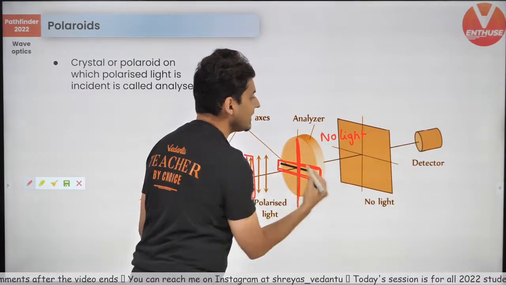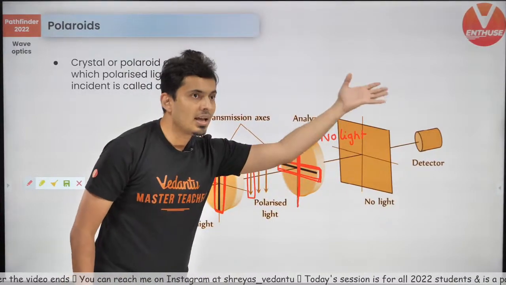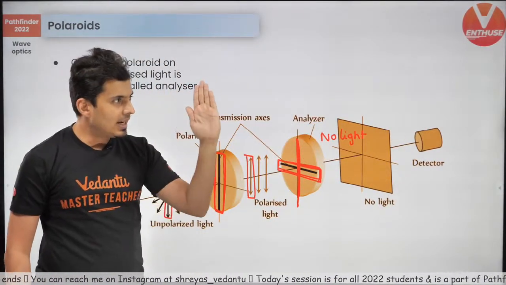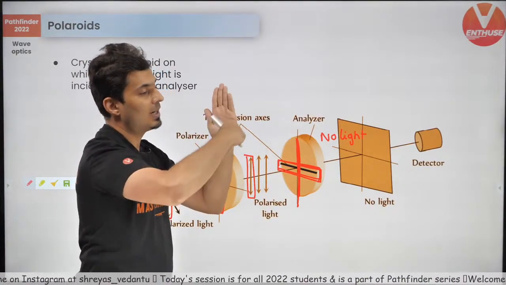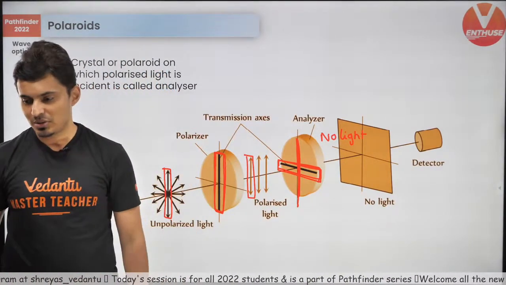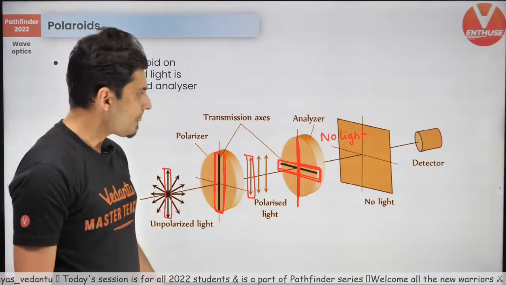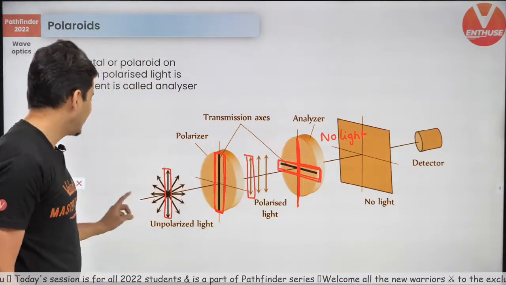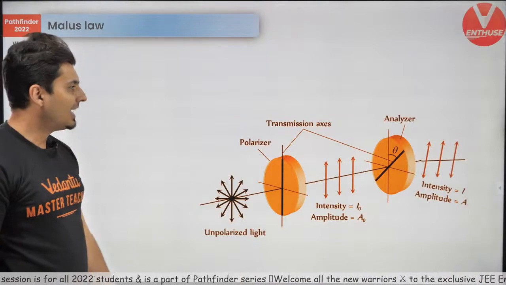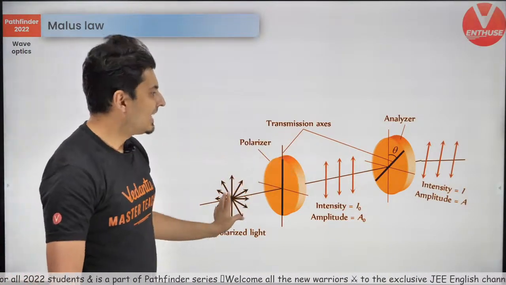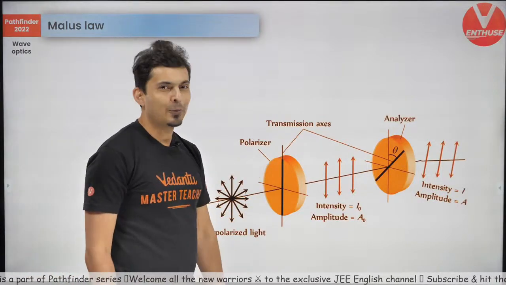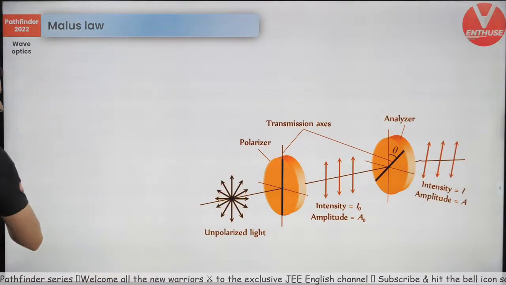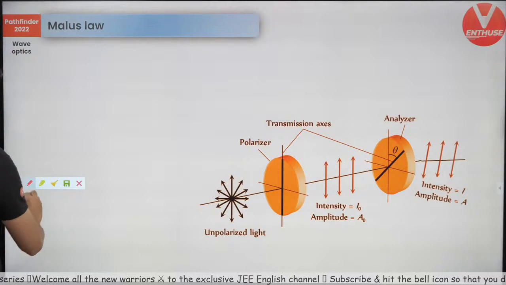No light will come out over here. If you hold a screen, you will not see anything because the light is polarized vertically, but the transmission axis is perpendicular. Nothing will come out. But if you rotate it, then you will see that the light which comes out will have a certain value. Let's see what that value is. Observe this. Very, very important.